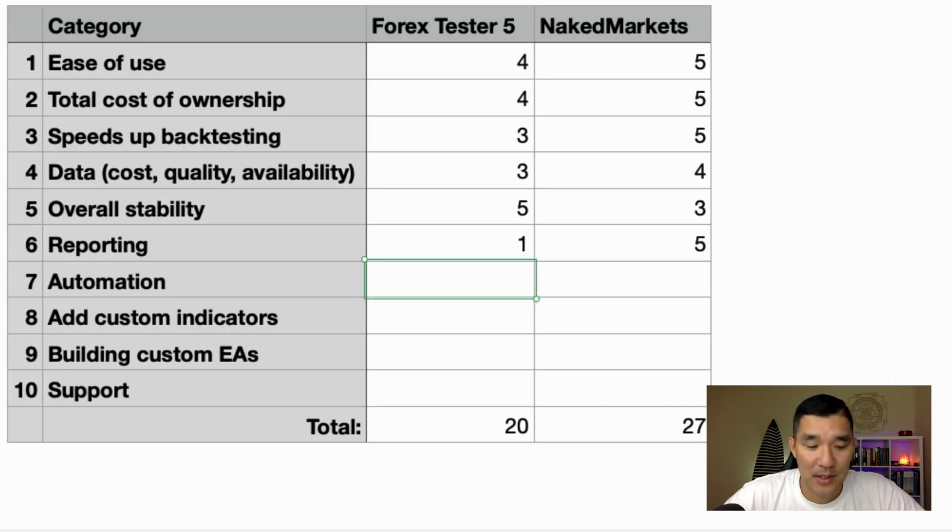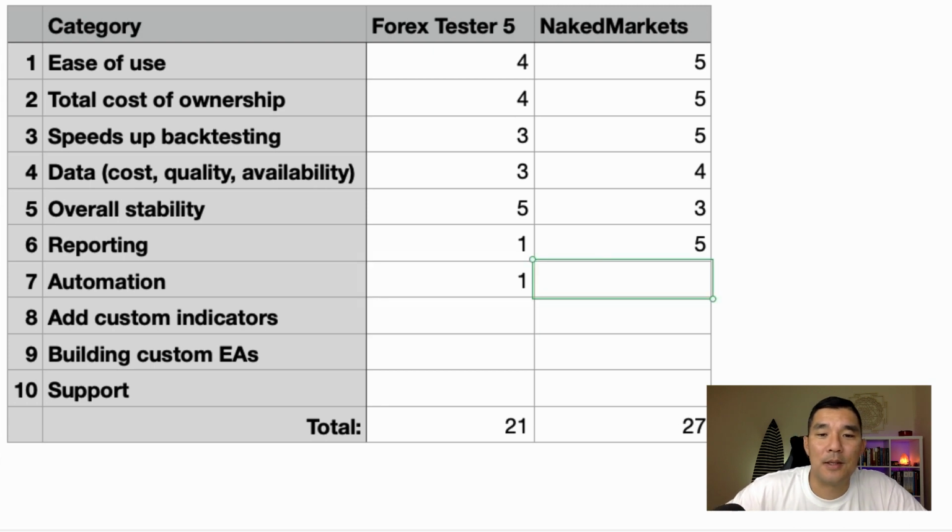So in this category, I'm going to give Forex Tester a 1 because there is almost no automation possible outside of some pending orders. And they could really do a little bit more to help speed up the backtesting process. With Naked Markets, I'm going to give them a 5 because you can create partial automation or full automation inside of Naked Markets, and it's very easy to do.